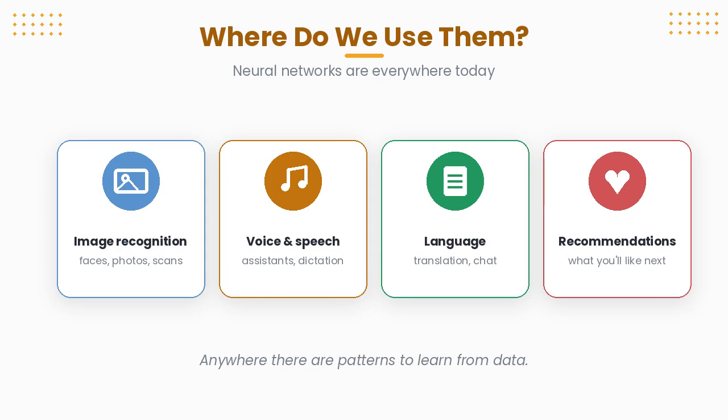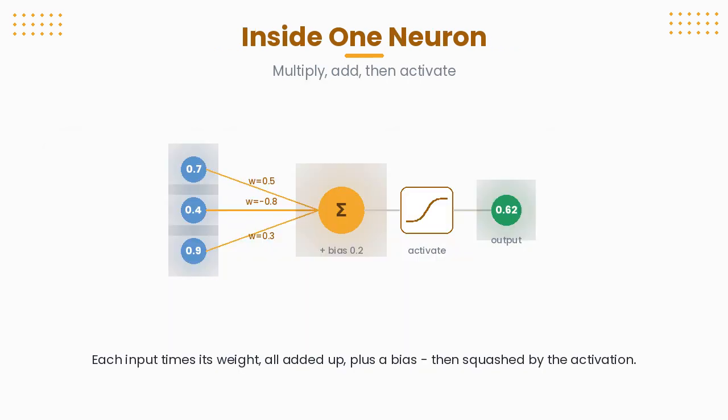And they're everywhere today. Neural networks recognize faces and objects in photos, power voice assistants that understand speech, translate between languages, and suggest what you'll enjoy next. Anywhere there's a rich pattern to learn, they shine, quietly working behind the scenes in the apps you use every day. So let's look inside a single neuron.